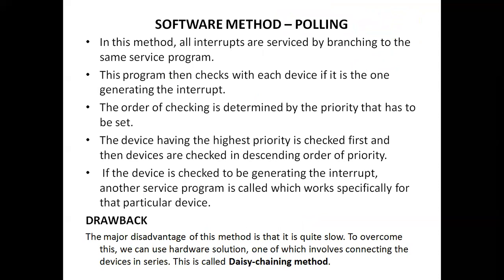When we talk about the software method, that is polling, in this method all interrupts are serviced by branching to the same service program. The program then checks with each device whether it is the one generating the interrupt. The problem is when we have simultaneous interrupts, many interrupts. If all these interrupts come simultaneously, the CPU is going to check for each and every interrupt which has sent the interrupt signal. This order of checking is determined by the priority.